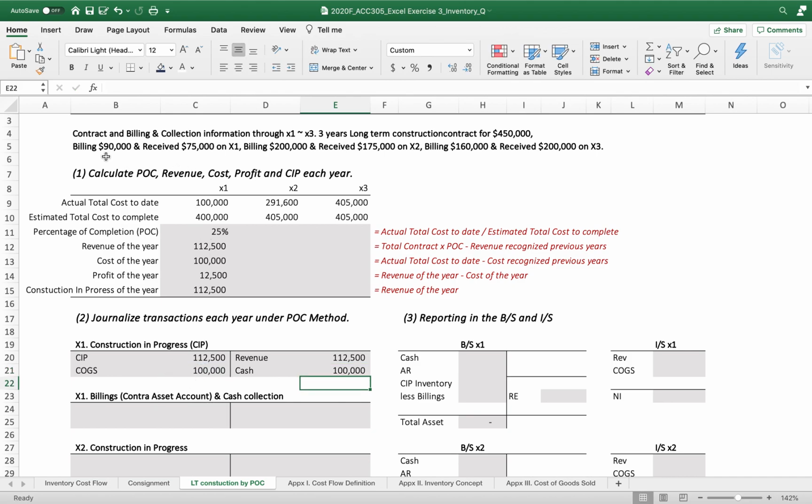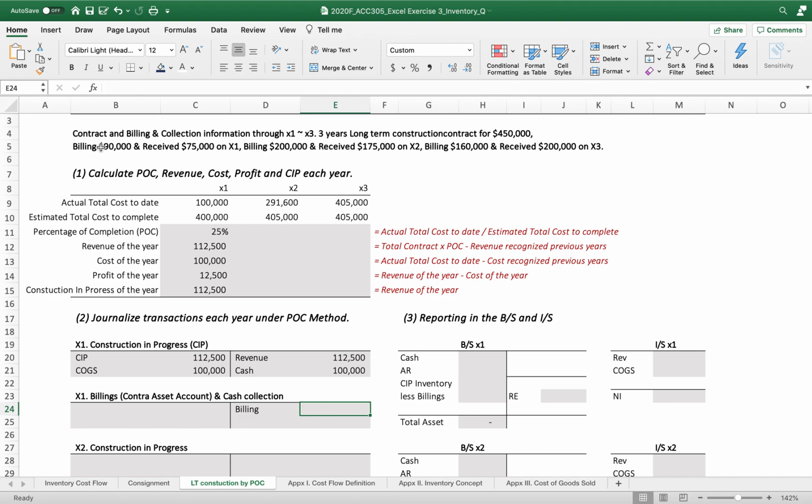And then we also have the billing information. That is a long-term construction project, so the company can send the billing to the buyer every period. So here, put the billings first. How much was the billing?